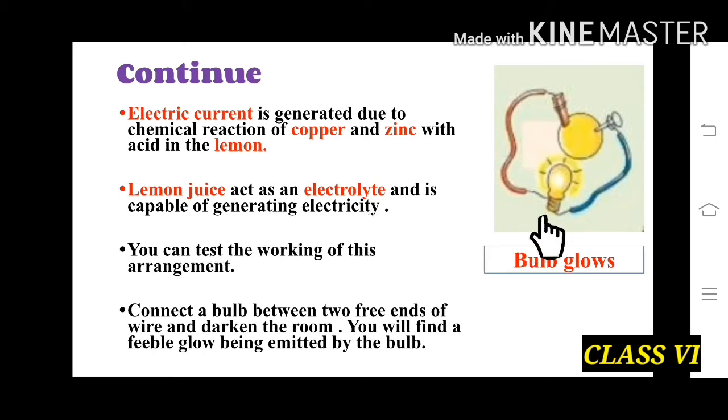You can test the working of this arrangement. For that, we need to connect a bulb between the two ends of the wires and then darken the room. You will find that the bulb glows.